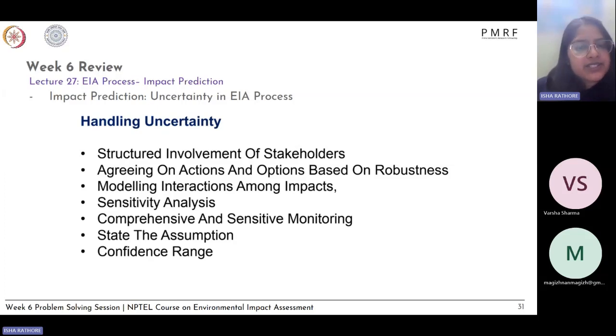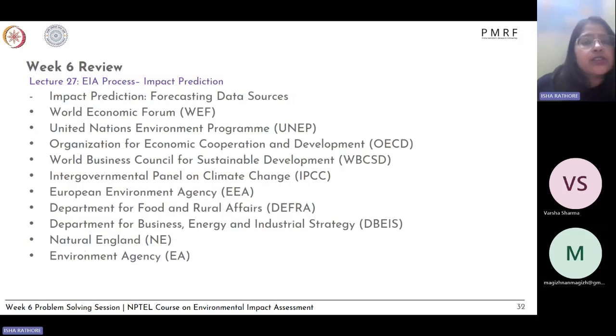They also need to do sensitivity analysis on which parameters are sensitive and play a more significant factor in causing the impact. Then they also need to look at comprehensive and sensitive monitoring, and state their assumptions and give the results in a certain confidence range, that this is 90 to 95% accurate according to our assessments.